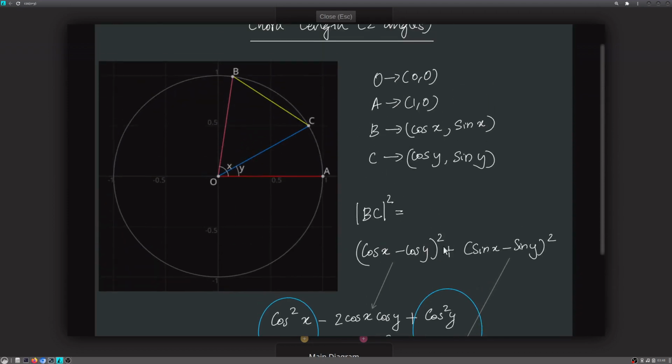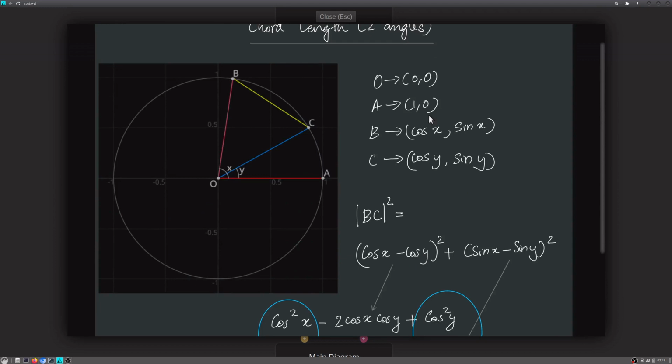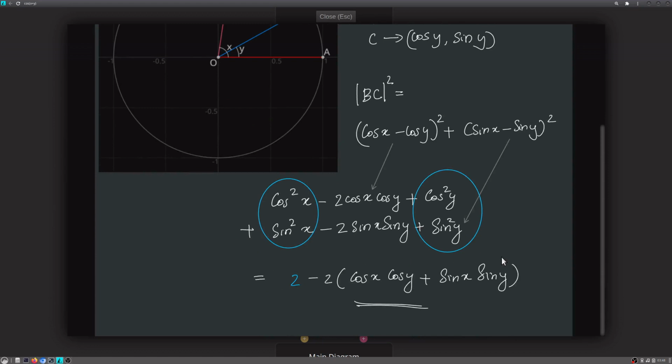So the expression when we had two angles, cos x, sin x and cos y, sin y, these two points, is of this form: 2 minus 2 times cos x cos y plus sin x sin y.